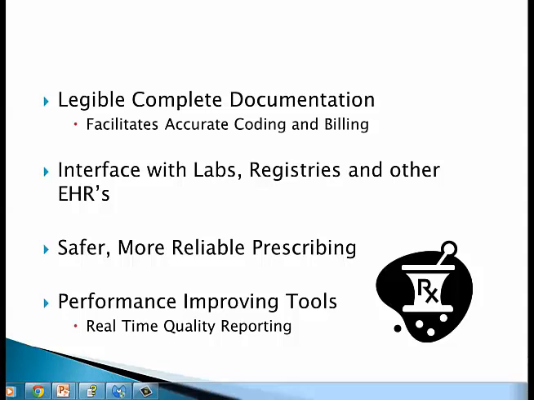Last thing I want to mention is performance improving tools. You have real-time reporting. Everything is accurate, it's up to date, it's not outdated, it's real-time data.